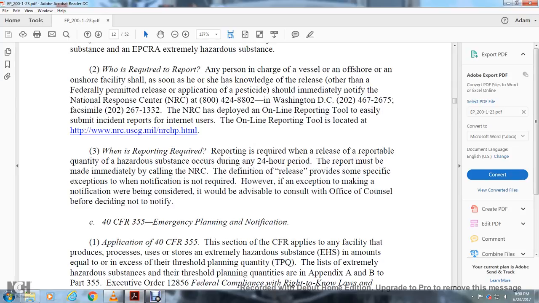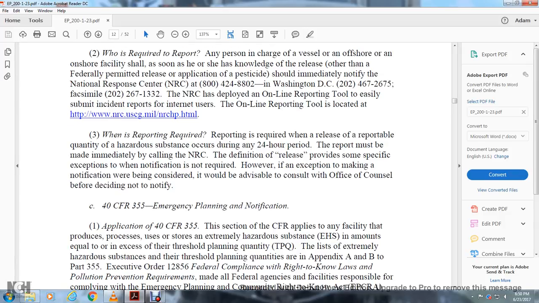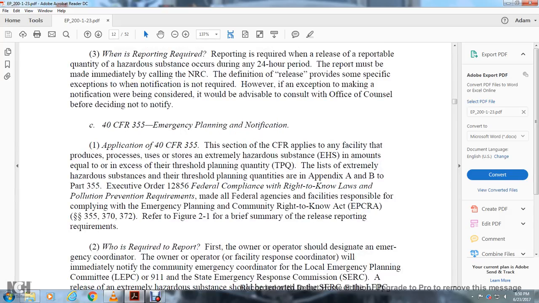However, the exemption to making the notification will be considered. It is advisable to consult with the Office of Counsel before deciding to notify. Title 40 CFR 355, emergency notification plan and application, applies to facilities with the process for the use of stored extremely hazardous substances in amounts equal to or in excess of the threshold planning quantity. The list of extremely hazardous substances and threshold planning quantities is in Appendix A and B of Part 355.